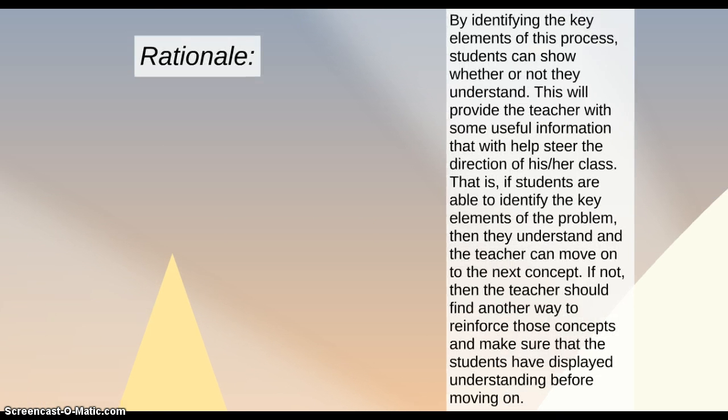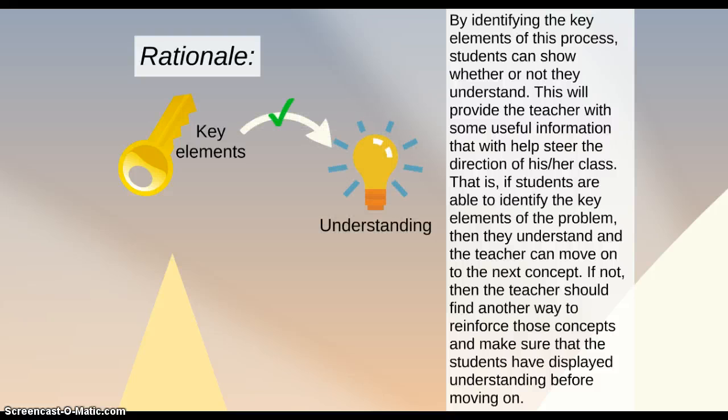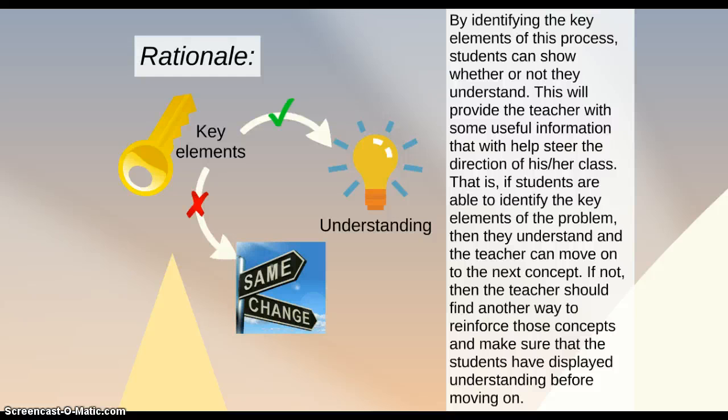So the rationale behind this is similar to what I just explained. If they're able to identify the key elements, then this shows that they have a good level of understanding. If they're not able to do that, then basically there needs to be some kind of change of direction. Either the teacher can review or the students can somehow practice to get more understanding of the material.